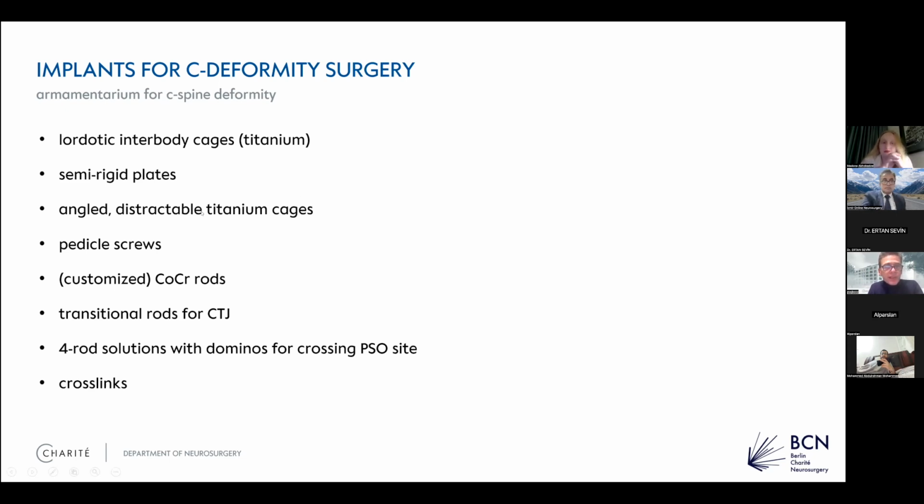Then we are obviously using the titanium expandable cages for corpectomies. And I think pedicle screws have really become standard today. For good deformity corrections, it's easier with pedicle screws than with lateral mass screws, and I will show you how it has become safe. I mentioned the cobalt chrome customized rods. You have to think about transitional rods if you're going down to T1 or T3. We like to use 4-rod solutions with dominoes if we cross the PSO side, like T1 PSOs, and obviously long constructs, and we use crosslinks even in the cervical space.